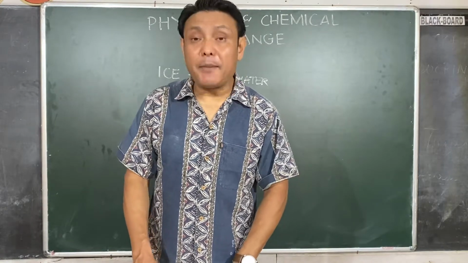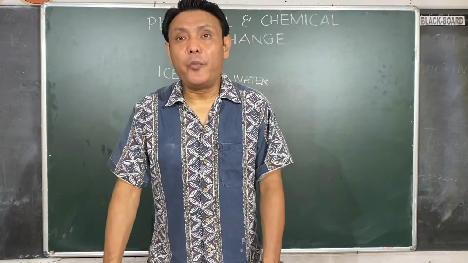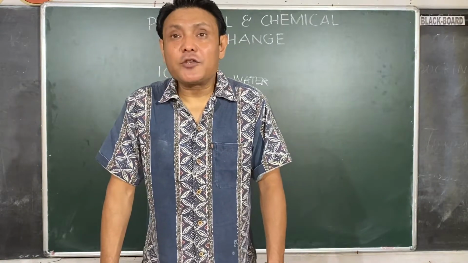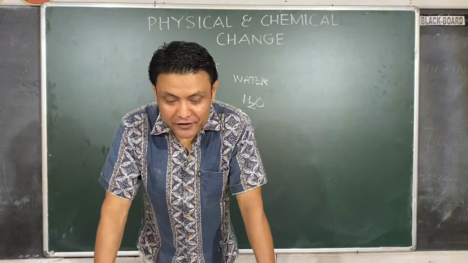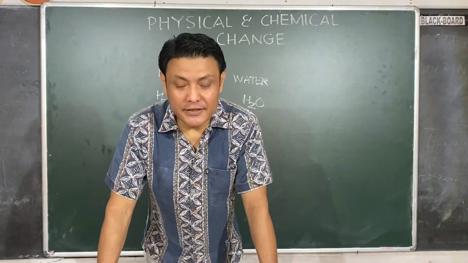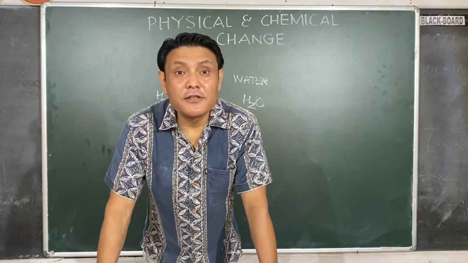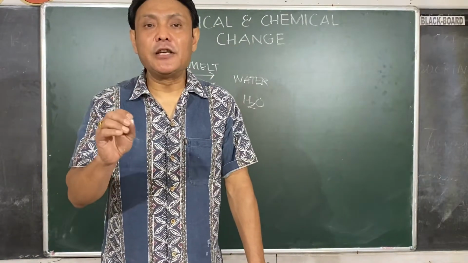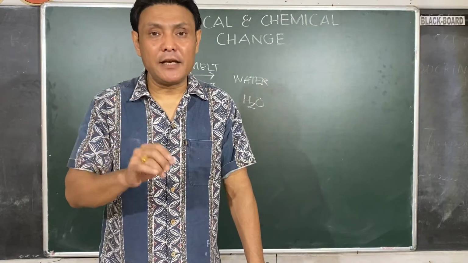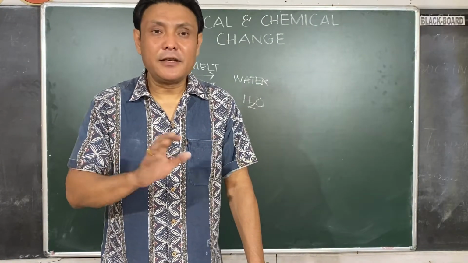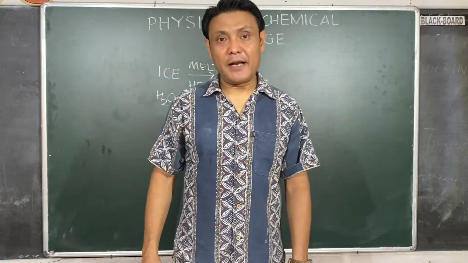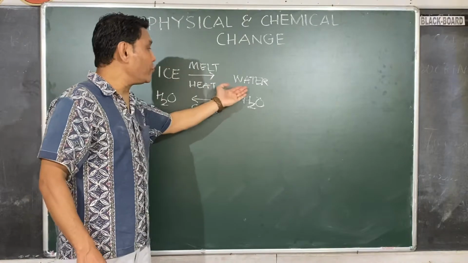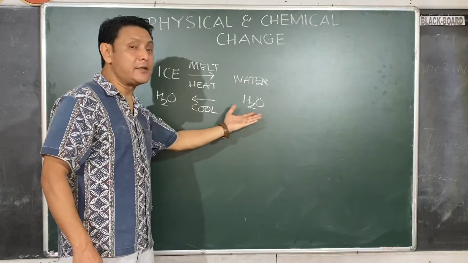Next is chemical change. Before we deal with chemical change, let us go through some of the examples of physical changes. Some of the examples of physical changes: number 1, melting of wax. When the wax melts, it changes into liquid wax. So there is change physically, but chemically it will remain the same. Like melting of ice. Ice melts into water, but chemically it remains the same.